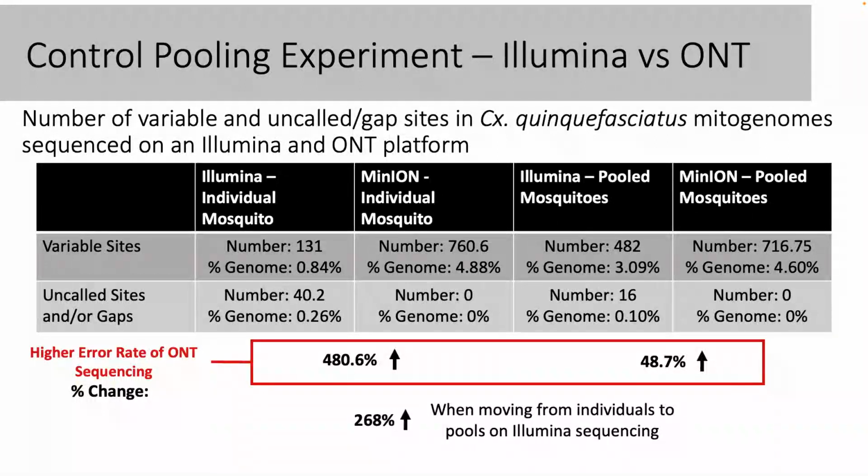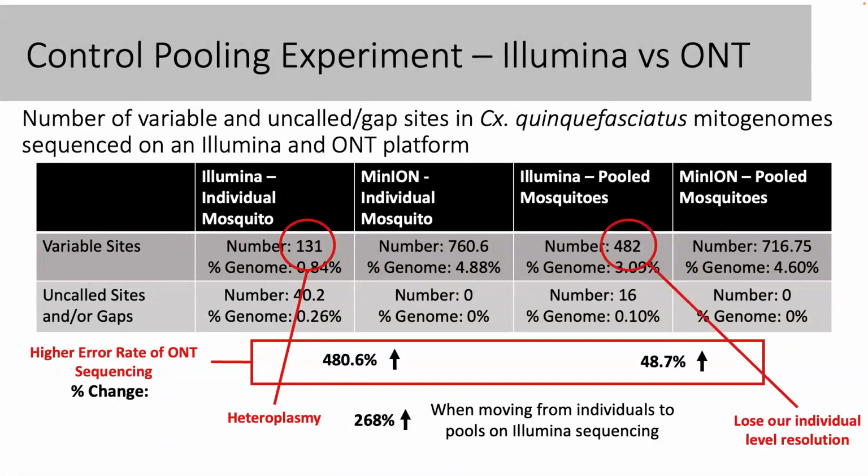And when we're looking at the Illumina data, we can see that when we move from individual to pools, we do see an increase in those number of variable sites as expected, because in the pooled scenario, we do have more diversity within that library. However, within our individual, we still saw 131 variable sites. This is probably due to heteroplasmy. And so one individual having more than one mitochondrial genome. However, Illumina data is not the answer, as we would lose our individual level resolution.